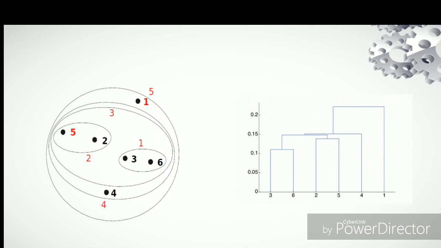Then the dendrogram for the same is made. For example, the cluster between data points 3 and 6 is formed. After that, the cluster between data points 2 and 5 is formed. These two clusters are joined together to make a bigger cluster, cluster 3. Then cluster 3 is merged with data point 4. Also, cluster 4 is merged with data point 1 and a single cluster is left.